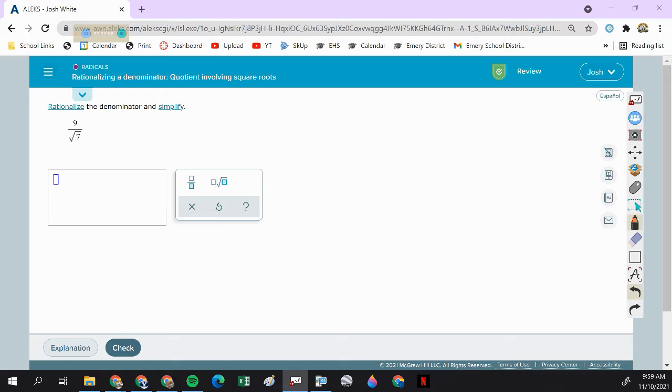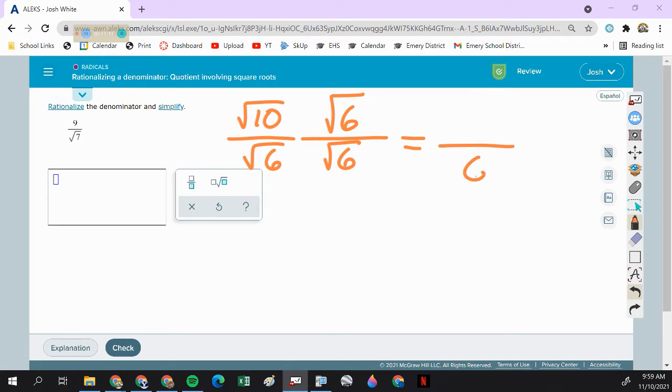So what about this? The square root of 10 divided by the square root of 6. Okay, what do I need to do to the denominator? Times by the square root of 6. And the top also gets a square root of 6. So the bottom just becomes 6. What about the top?